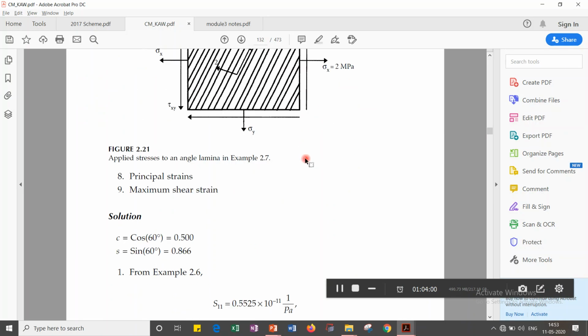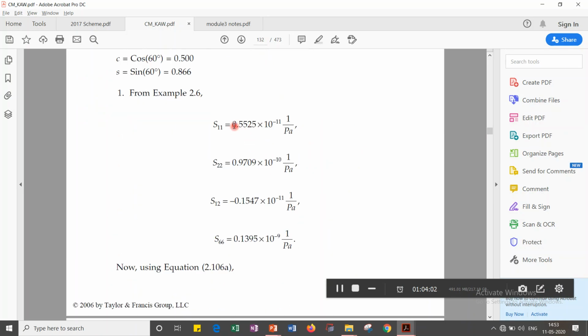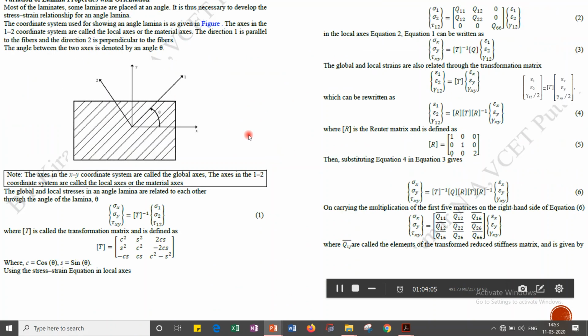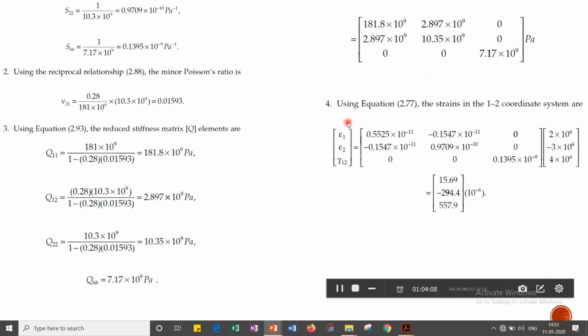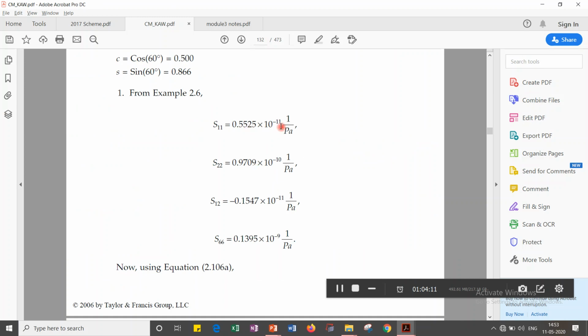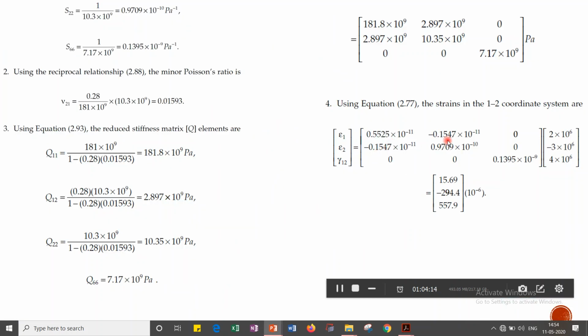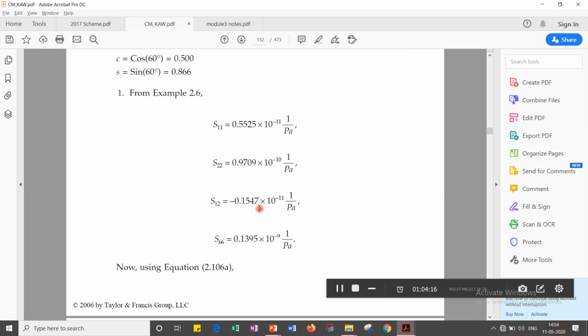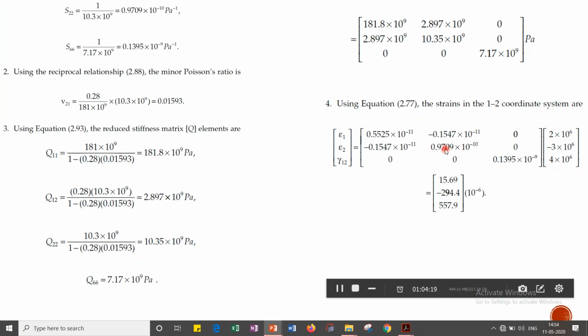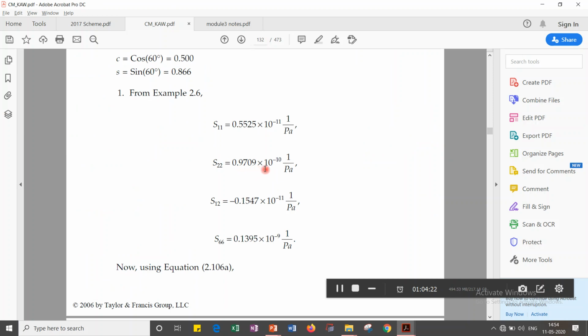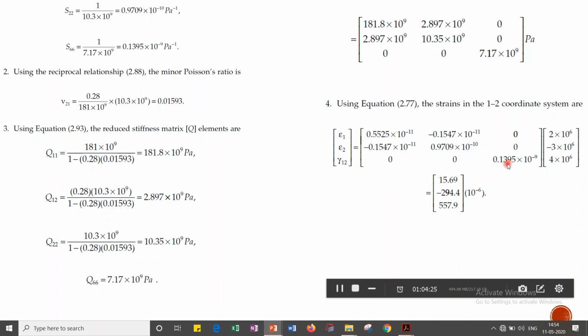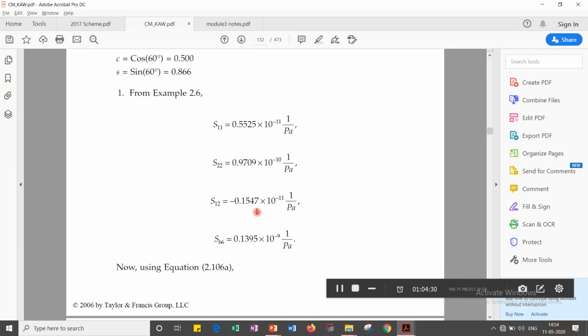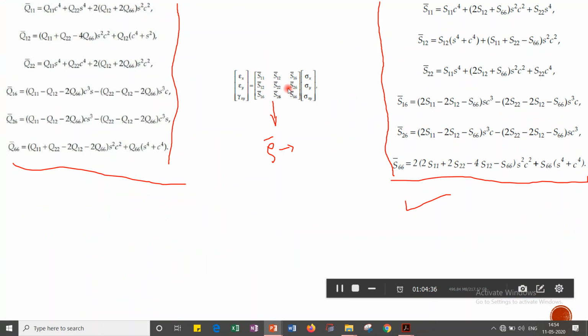Those values once again I'm going to write down here. S11 is 0.5525 into 10 raised to minus 11, S12 is minus 0.1547 into 10 raised to minus 11, S22 is 0.9709 into 10 raised to minus 10, and S66 is 0.1395. Once you have calculated all these, the next part is to substitute those terms in these six equations.